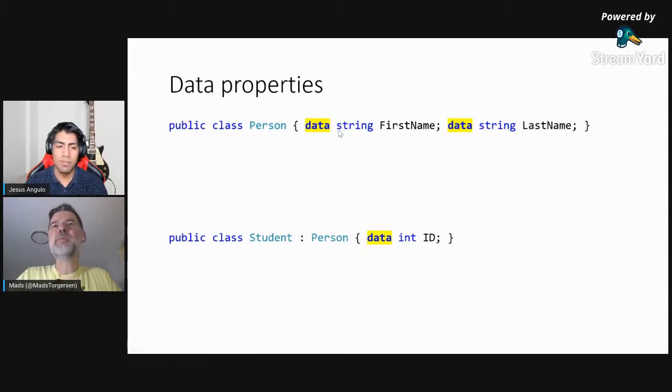And so this would still give you public init-only auto properties like before, but compiler generated.